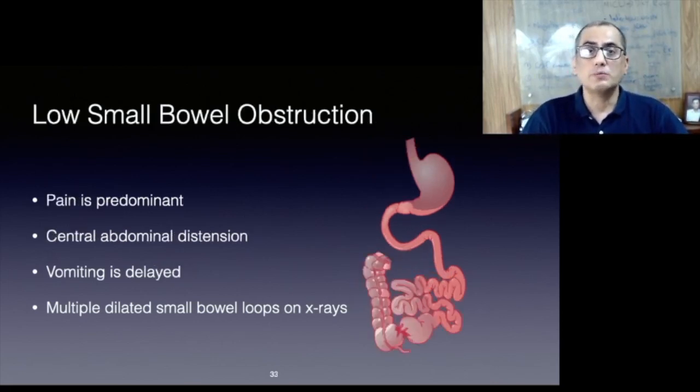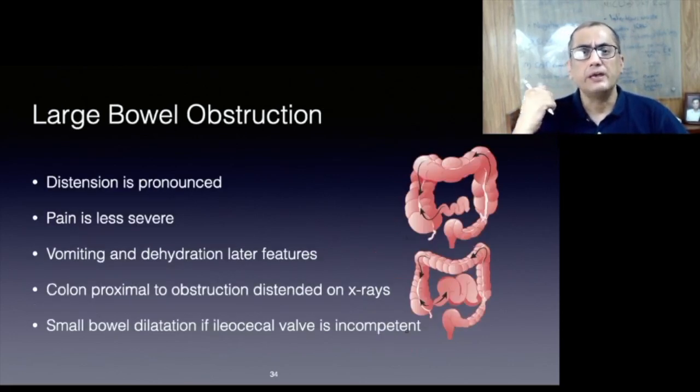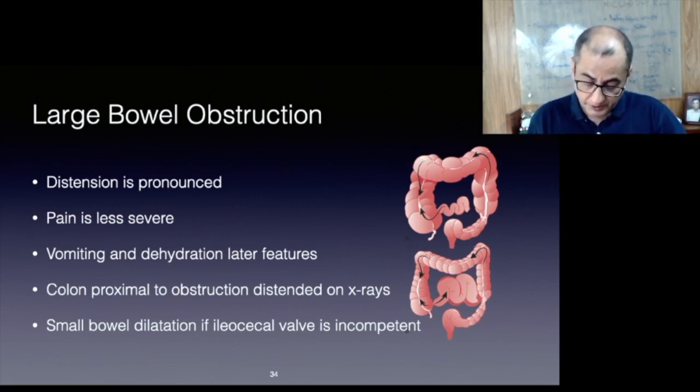And in low small bowel obstruction, pain is predominant with central distension. These bowel loops will be easily visible on the x-rays. In large bowel obstruction, distension is pronounced. Pain is less severe, and vomiting and dehydration are later features. The colon proximal to the obstruction is distended on abdominal radiography. So the small bowel will also be dilated if the ileocecal valve is incompetent, which occurs in around 2/3 of patients. So it will decompress into the small bowel, and the small bowel will be dilated.